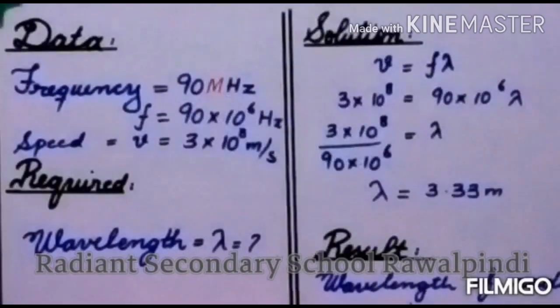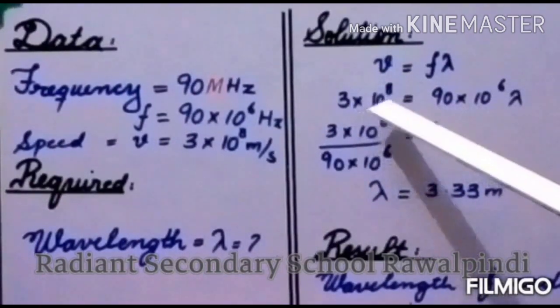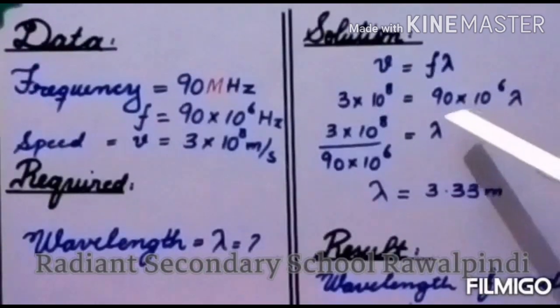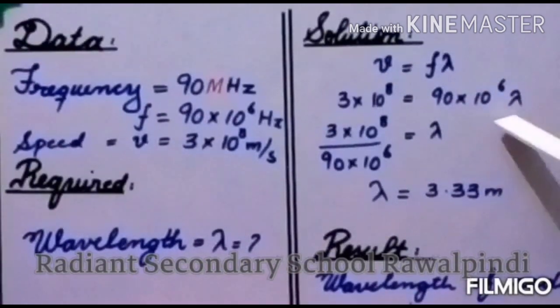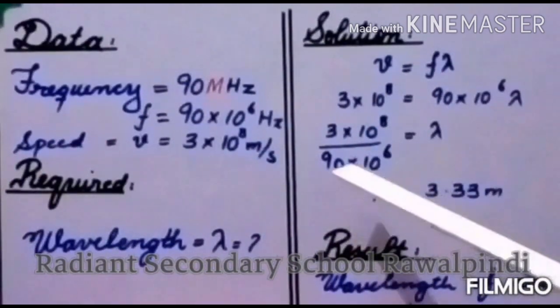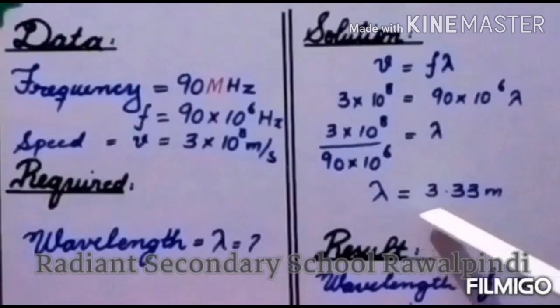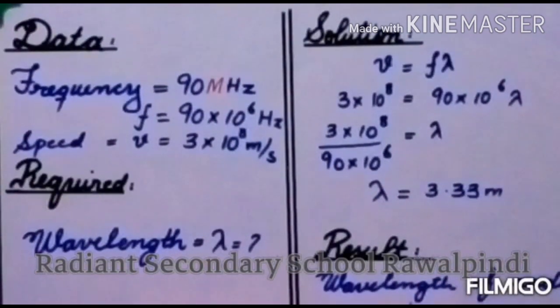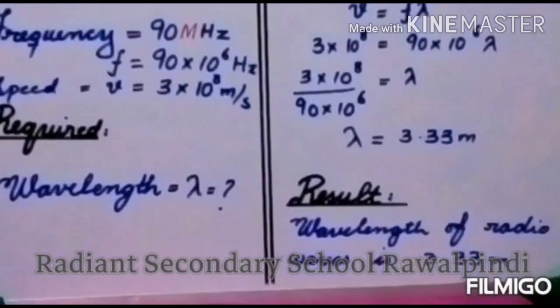Here comes the solution now. The formula we will use is the wave equation, v = fλ. Put the values. v equals 3 into 10 raised to the power 8 and frequency is 90 into 10 raised to the power 6. Keep lambda on this side, take the value to the other side. It is multiplied over here, it will be divided. After calculations, you will get the answer as 3.33 meter. So, what is the result? Wavelength of the radio waves is 3.33 meters.